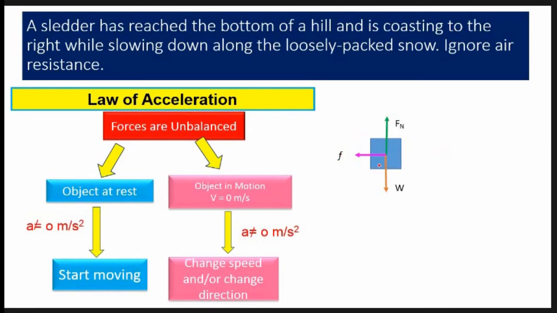So we have here the friction force, and we all know that if the force is unbalanced and the object is in motion, meaning it's running, it will change its speed, or it will change its direction, or both. In this case, since in the horizontal only the friction is present, it will change its speed. It will change its speed, and it would decelerate.